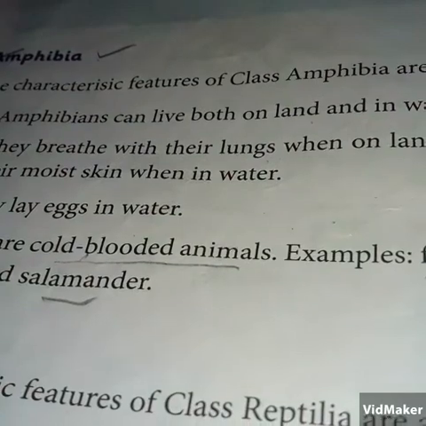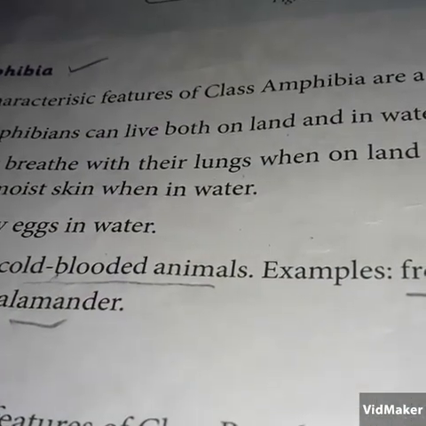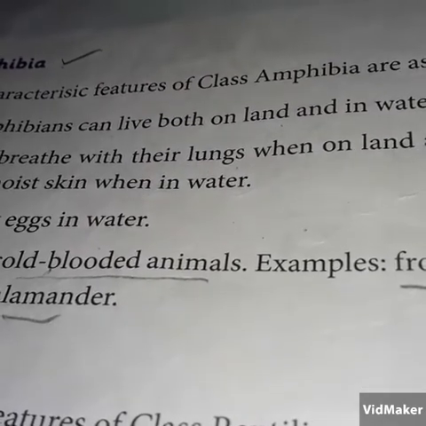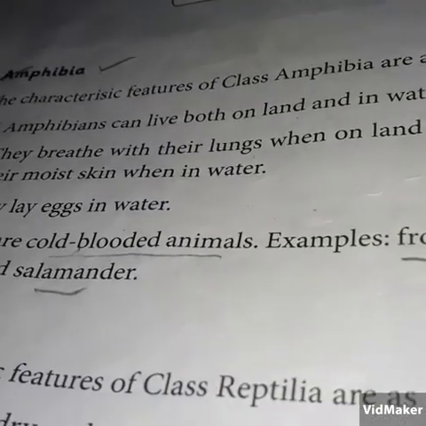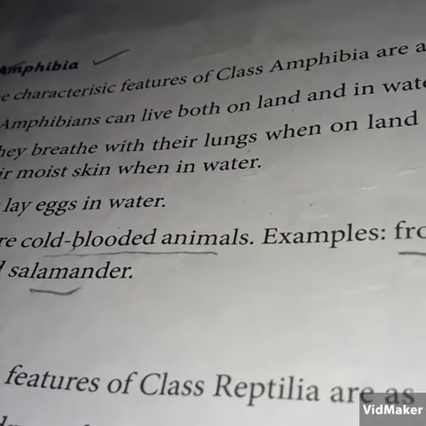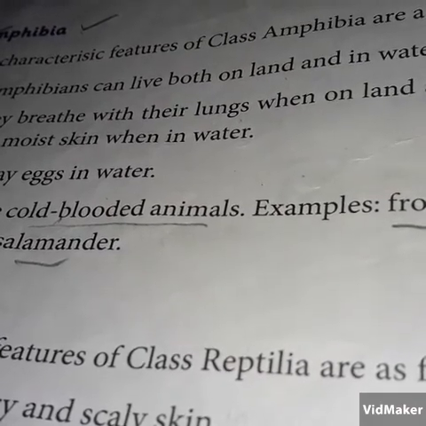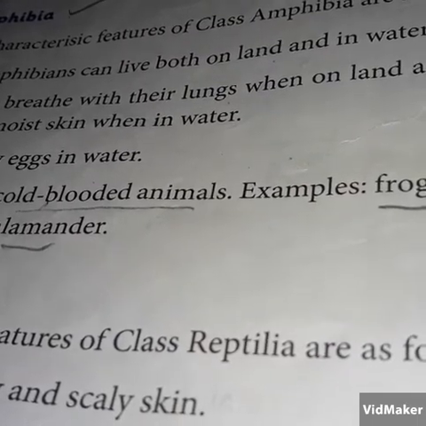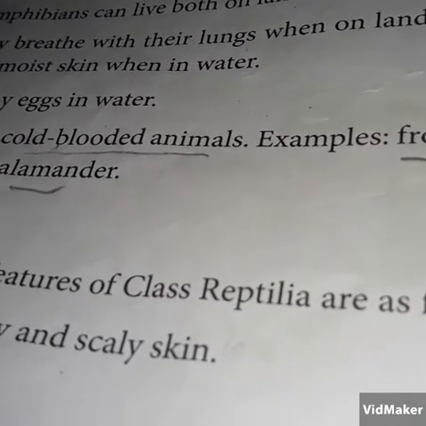Then Amphibia. The characteristic features of class Amphibia are as follows. First point, amphibians can live both on land and in water. They breathe with their lungs on land and through their moist skin in water. Third, they lay eggs in water. Fourth, they are cold-blooded animals. Examples: frog, toad, and salamander.